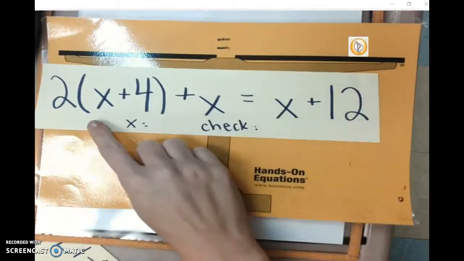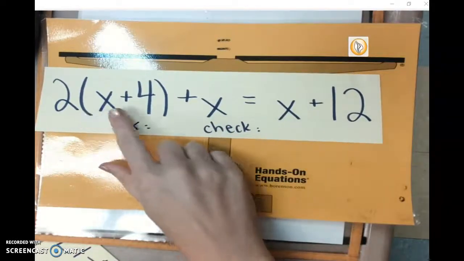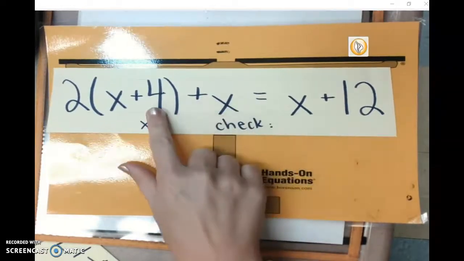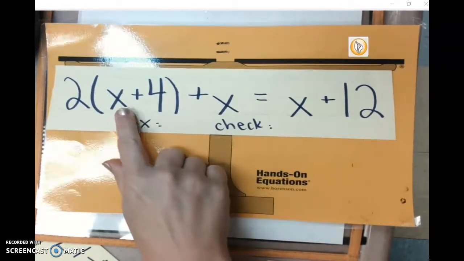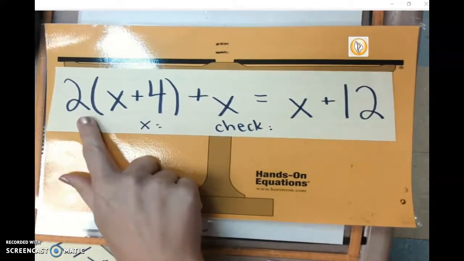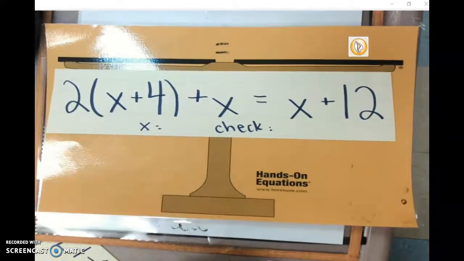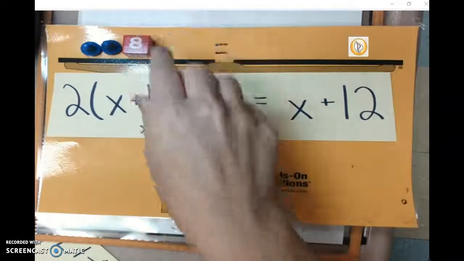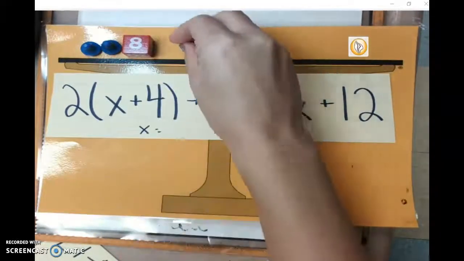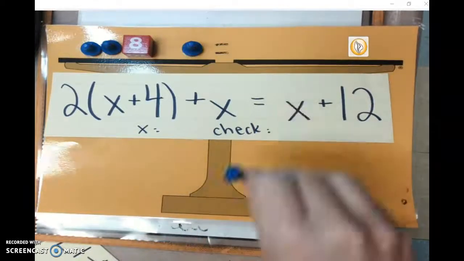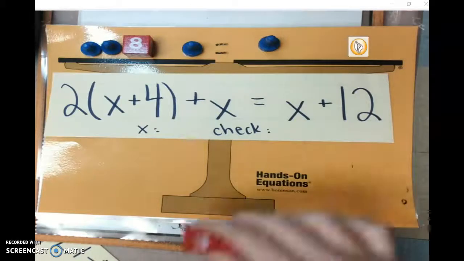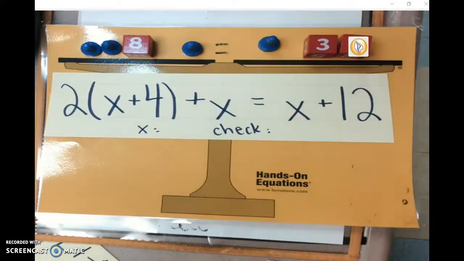So in this case, we have something in parentheses, and then we have something else that we are going to add. So remember, we're going to start with our parentheses first, and we need to do x plus 4 2 times. So 2 times x would be 2x, and 2 times 4 would be 8, and then we have to add one more x. And then on the other side, we're going to do x plus 12. Remember, you can do 12 however you choose.